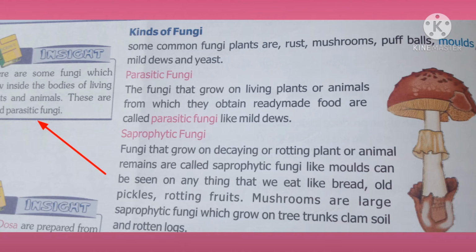The fungi which live on the bodies of plants and animals are called parasitic fungi. The next one is saprophytic fungi. What is saprophytic? The organisms which live on decaying matter or dead matter of plants or animal remains are called saprophytic. The fungi which live on decaying matter are called saprophytic fungi, like molds. The other example is mushrooms.